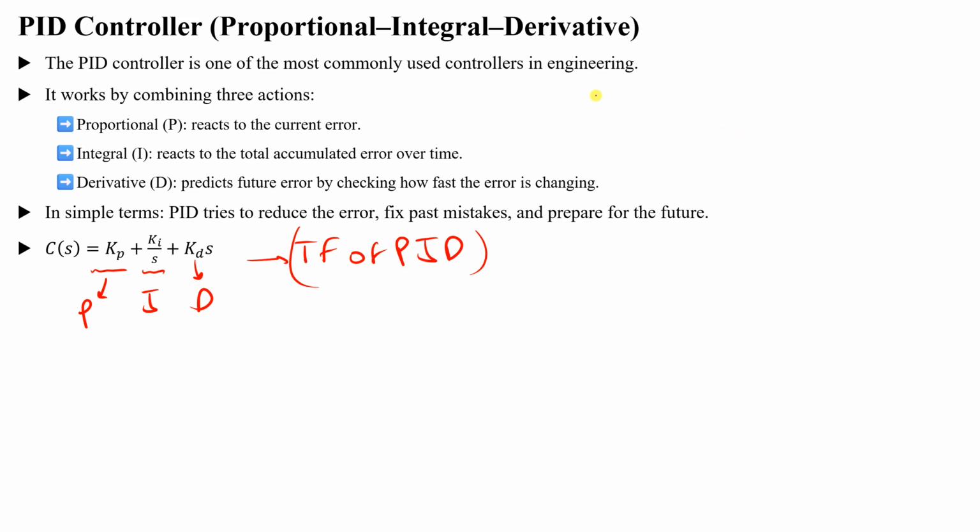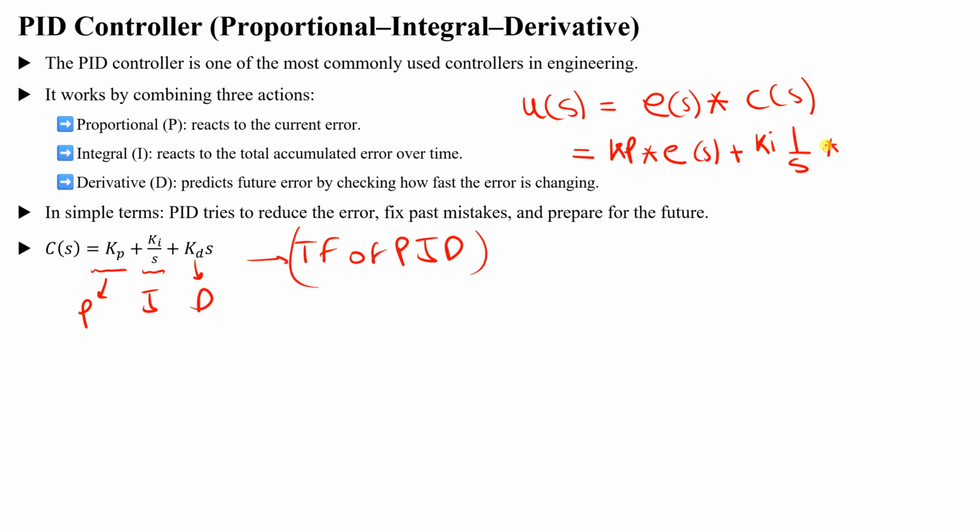So in reality, when we say the control signal, the output will be equal to the current error multiplied by the transfer function of our PID controller. So this will give us the control signal. So this will be KP multiplied by E of S, plus KI, 1 over S, multiplied by E of S, plus KD multiplied by S multiplied by E of S. So let's look at this.